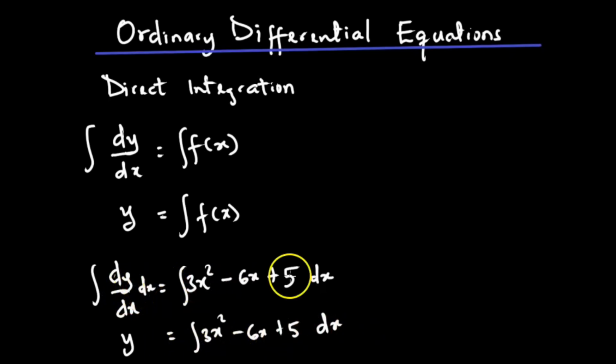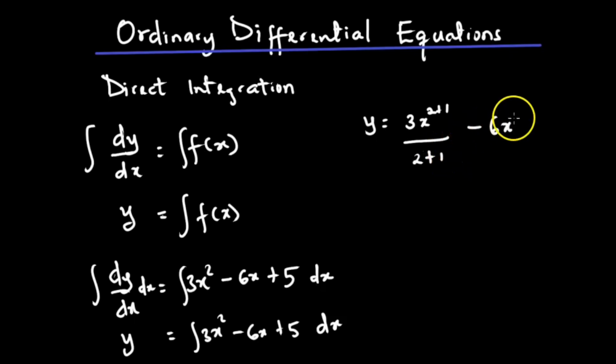So we already know integration, I believe. To integrate this, we add 1 to the power and divide by the new power. So this becomes 3x to the power 2 plus 1 divided by 2 plus 1, minus 6x to the power 1 plus 1 divided by 1 plus 1, plus 5x plus c.